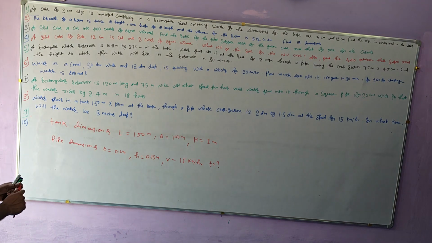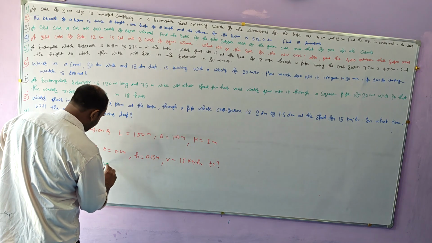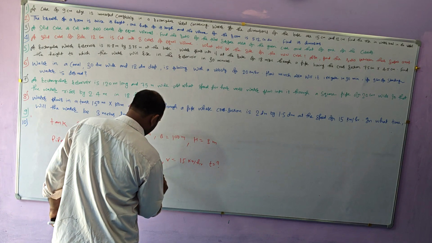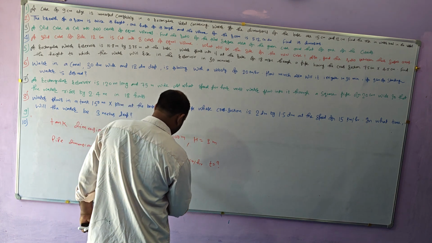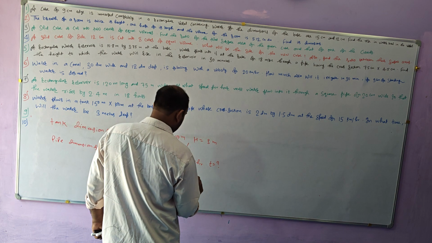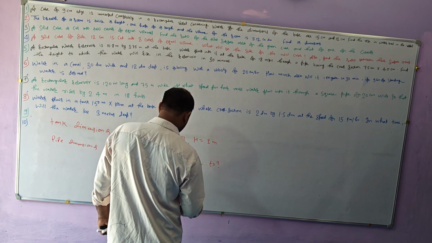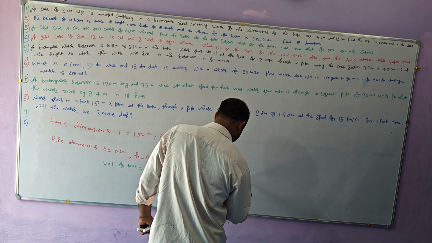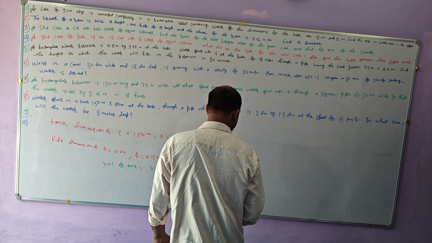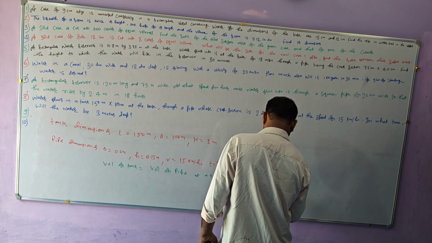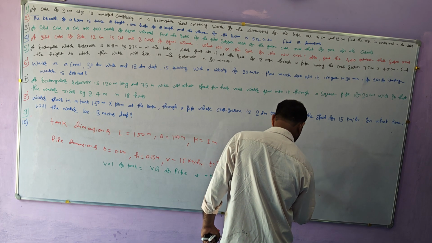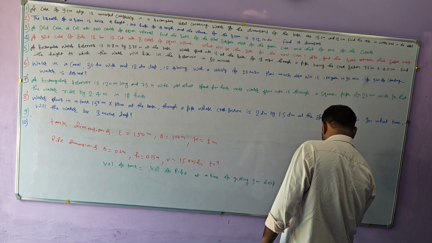So volume of tank is equal to volume of pipe at the time of getting 3 meter deep water in the tank.